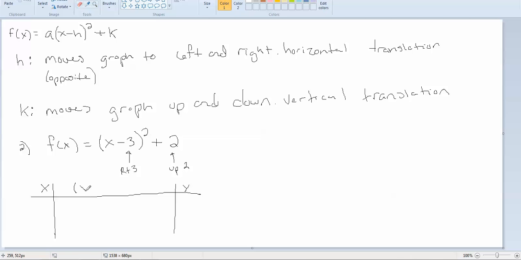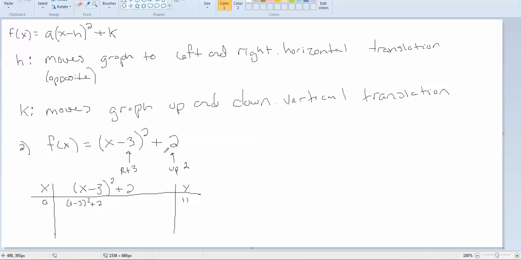So our formula, it says x minus 3 squared plus 2. Let's put in the number 0 because that's always pretty. So we would have 0 minus 3 squared plus 2. Okay, so think of 0 minus 3. That's going to give you negative 3. Negative 3 squared is a positive 9. 9 plus 2 is 11. Okay, I put in 0, I got out 11.